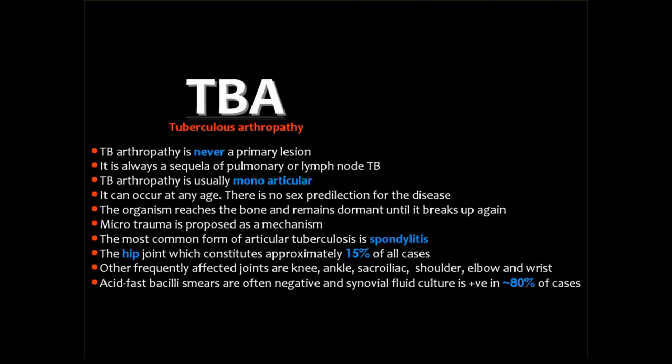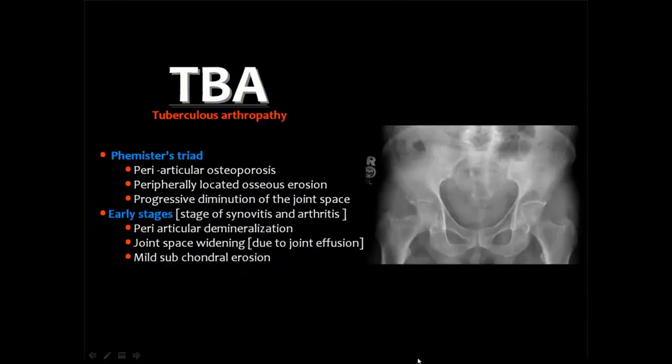The smears from the joint may be negative for acid-fast bacilli, but synovial fluid culture is positive in about 80% of the cases. And on X-ray, you may get the Phemister triad, which includes periarticular osteoporosis, peripherally located bone erosions, and progressive decrease in the joint space, as you can see here in this hip joint.